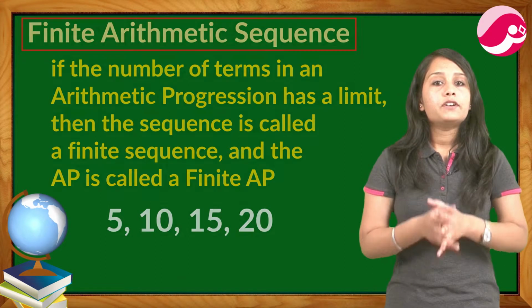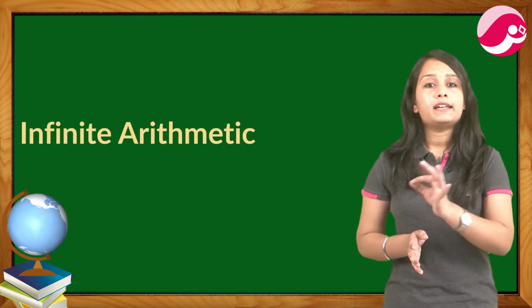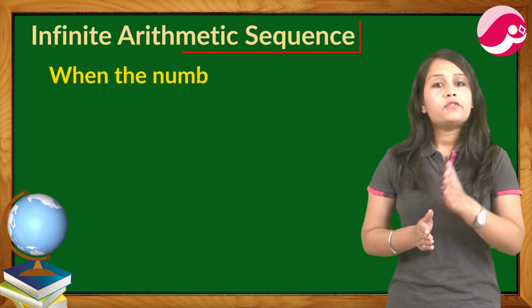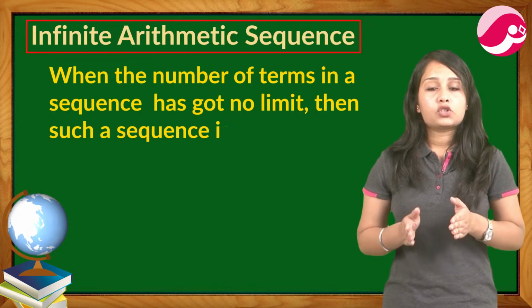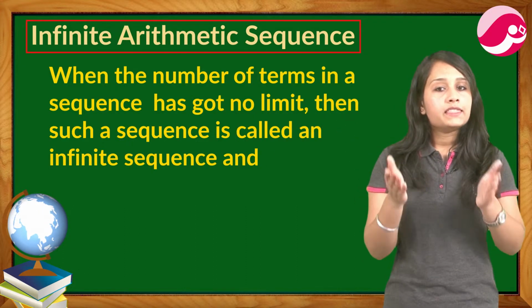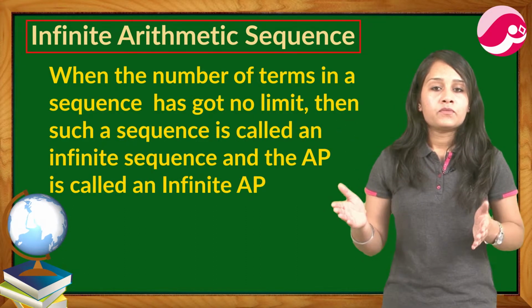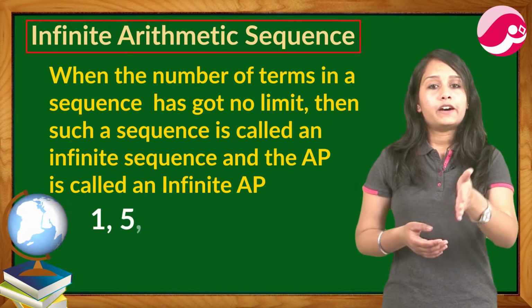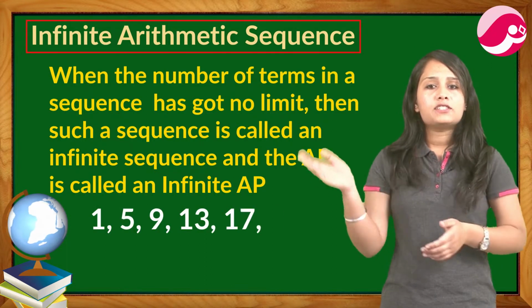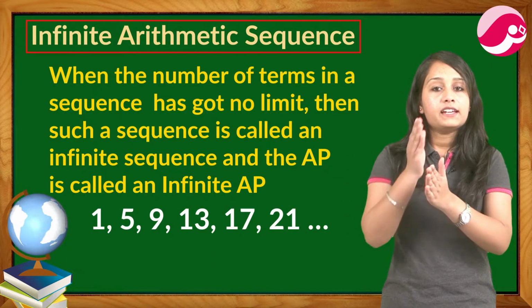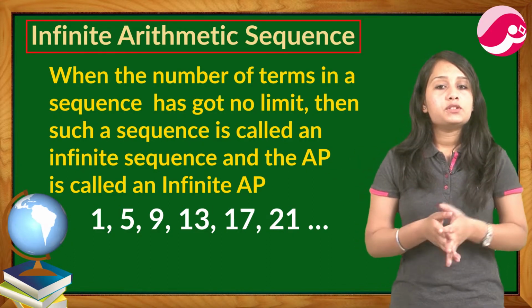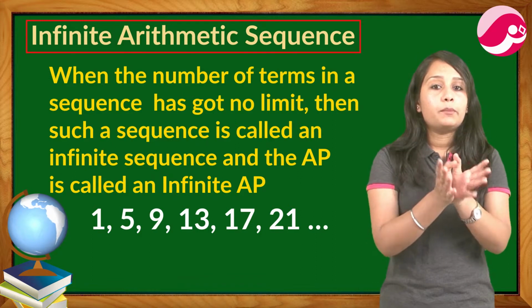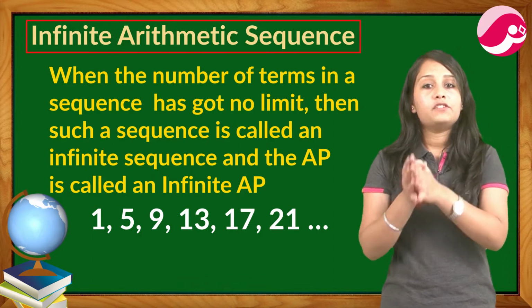Similarly, the other one we have is the infinite arithmetic sequence. When the number of terms in a sequence has no limit, then such a sequence is called an infinite sequence and the AP is called an infinite AP. For example, 1, 5, 9, 13 and so on. So यहाँ पर हम देख सकते हैं ये and so on का मतलब है ये AP infinite AP है. So as you can see, the sequence does not have a limited number of terms, hence it's an infinite AP.